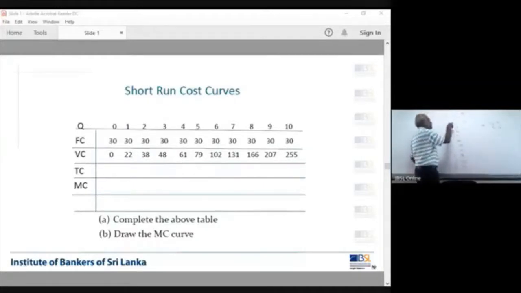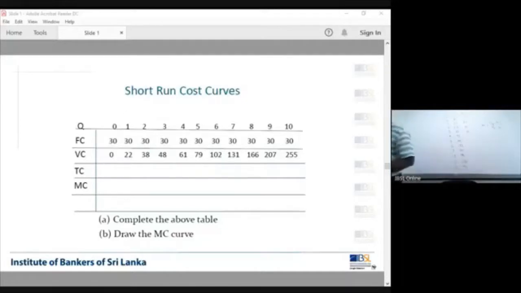68 minus 52 is 16, divided by 2 minus 1. Yes, that is it. Then the third unit: 78 minus 68 divided by 3 minus 2, which is 10. Like that you can calculate marginal cost.